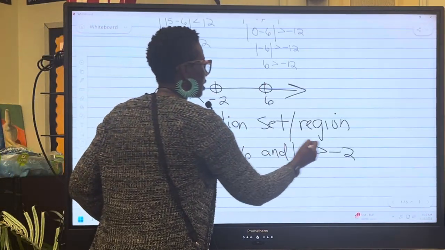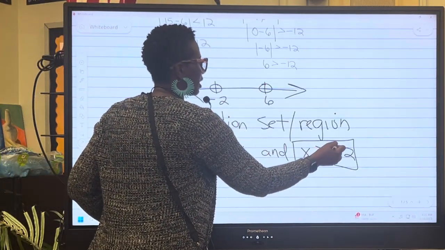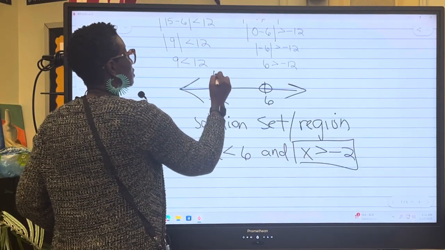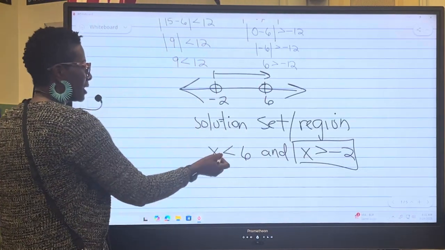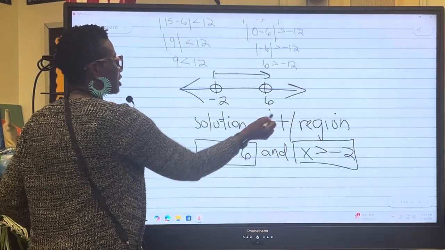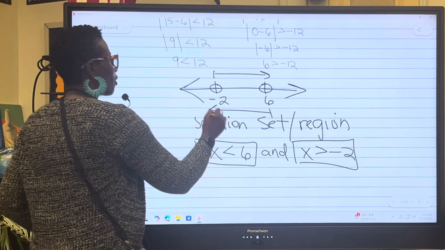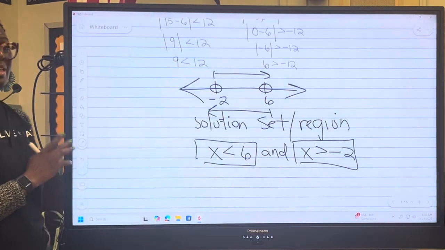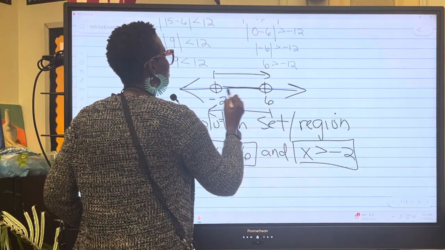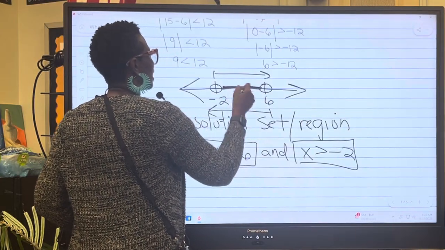All right, let's talk about negative 2. I'm on this part. Any number greater than negative 2, where is that going to be? To the right. So these are going to go this way, right? Now this says any number less than 6. Where do I shade for that? To the left. Where are the values that they have in common that meet both conditions? In the middle. So any number that falls in here.